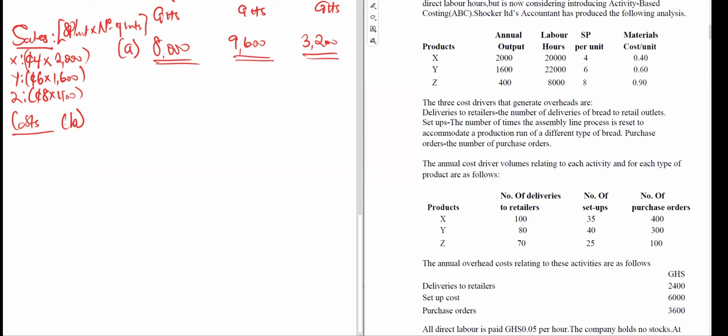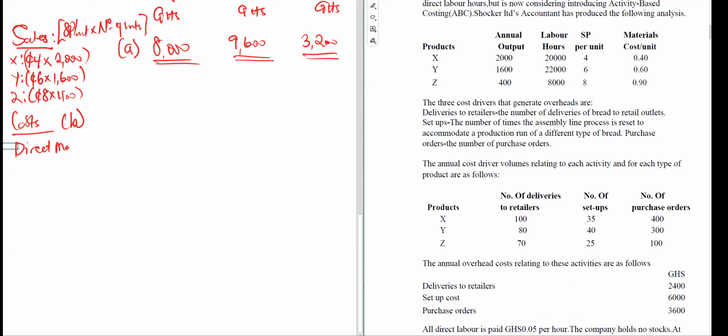So what costs did we have? I believe when we come here, we see material. Somewhere down there, they told us direct labor is paid 0.05 per hour. It means that there's also labor cost, true or false? So far as we see material, there will be labor and overhead. So now we have all the data, right?